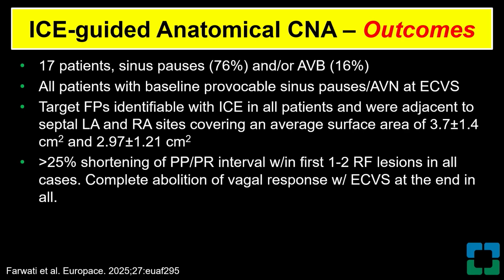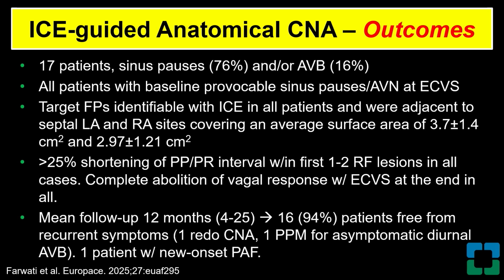We saw more than 25% shortening of the PP or PR interval within the first 1 or 2 RF lesions at the center of the fat pad, and usually we start from the right superior pulmonary vein region. And in all cases, we had ablation of vagal responses via ECVS at the end of the procedure. The median follow-up was relatively short, which is a problem with this study, but of course we are extending follow-up now. At 12 months, 94% were free from recurrent symptoms. One patient required repeat CNA. I'll show you the tracing in a second.